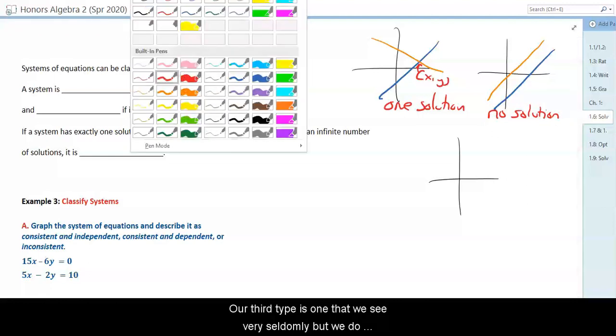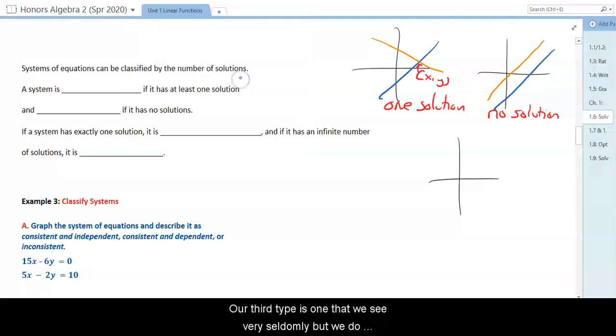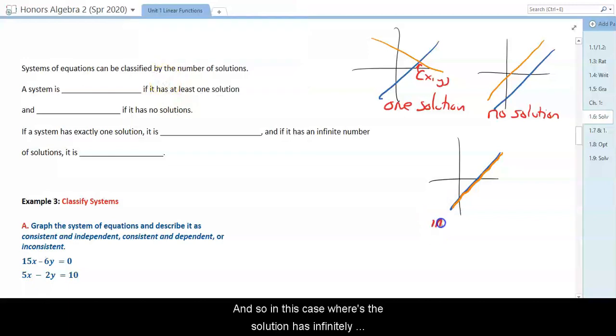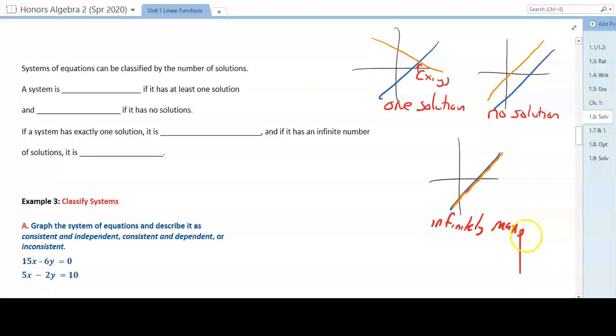Our third type is one that we see very seldomly, but we do need to talk about it. So there's my first line, and watch what happens with the second line. Right on top of it. They're the same line. And so in this case, where's the solutions? Well, this has infinitely many solutions. Because all the solutions are every point along that line.